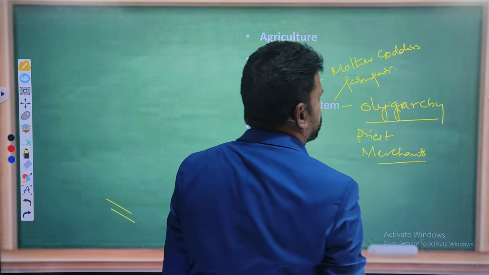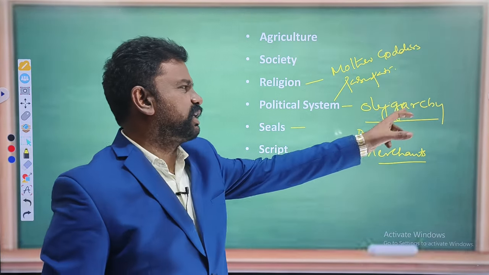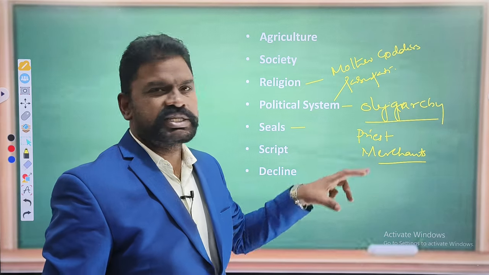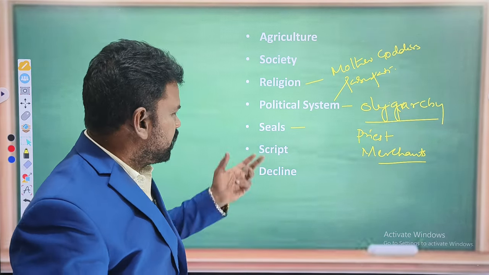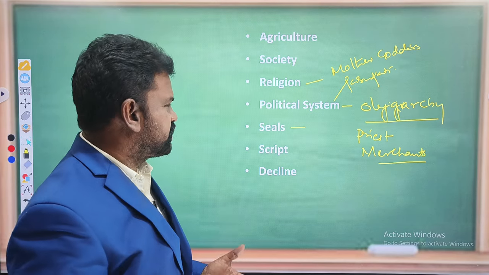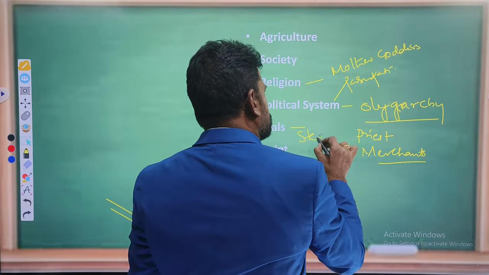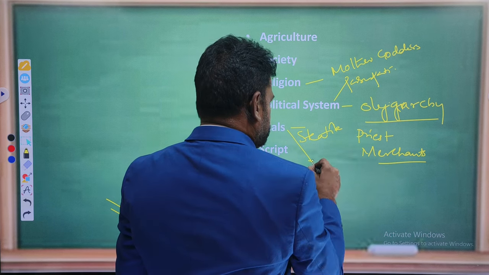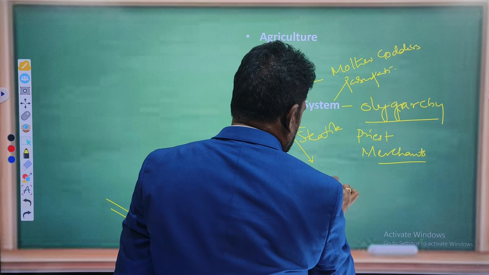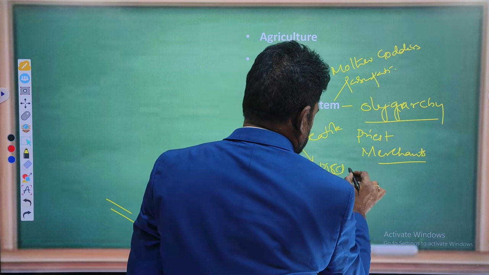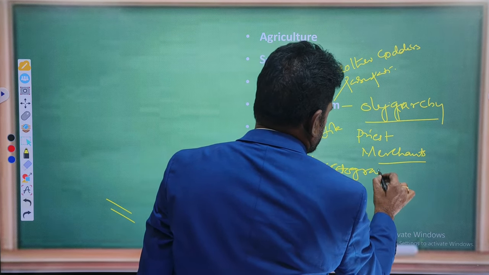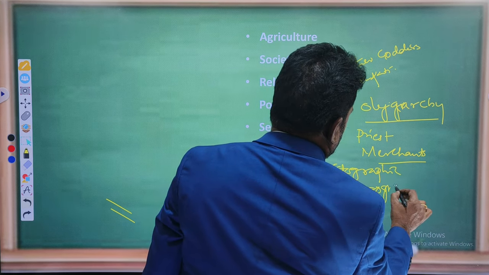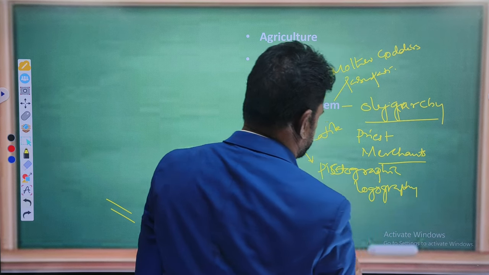You have to remember the opinions: oligarchy, Stuart Piggott; priests, D.D. Kosambi; merchants, R.S. Sharma. Seals of that period were found, different seals. Seals were manufactured with steatite. On the seals, we will find a pictographic script, also called logographic. It was written from left to right and right to left.